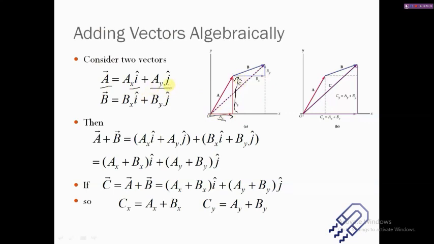So I don't write down Ax bar plus Ay bar. I can also write it down as Ax i cap plus Ay j cap, where i cap and j cap represent the direction along the x and the y axis respectively. Correct?